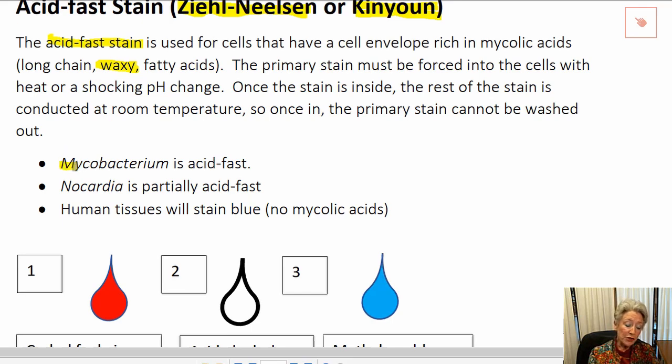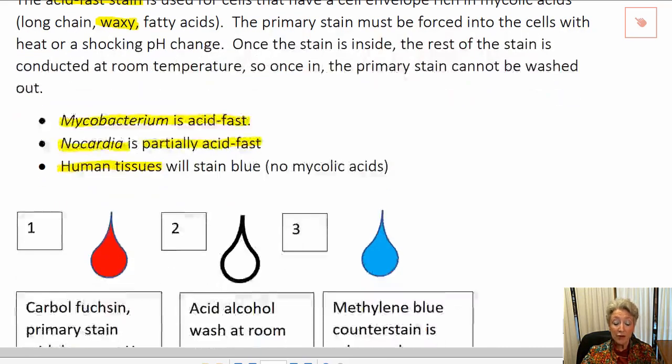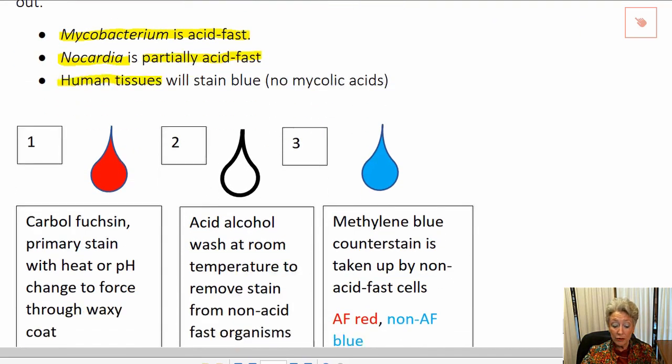So of course, this is the typical stain we use for Mycobacterium. Nocardia is said to be partially acid-fast because it will stain irregularly after this test is performed. And again, human cells and tissues don't have a waxy coat. Therefore, they would be the color of the non-acid-fast cells in the culture.